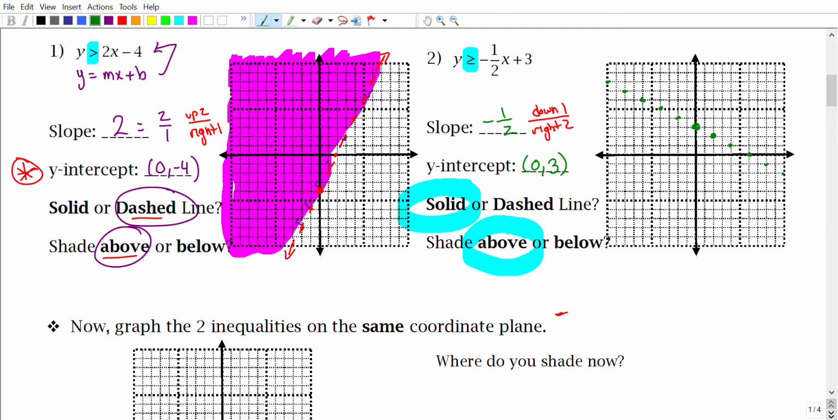Again, this time it called for a solid line, so I can just make a straight solid line through all of those points. I did my best there, freehand. And now we have to shade above. Again, if you start making little arrows, guys, try to figure out which side you have to shade. Are these looking like they're going above, or are these? I'm sure you can tell already that it's these right here that look like we're shading above. So that is your solution set.